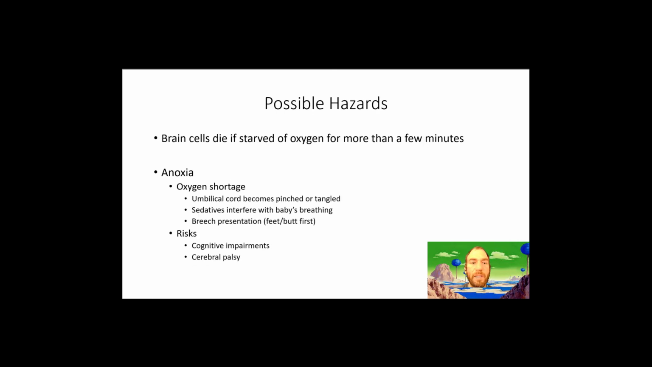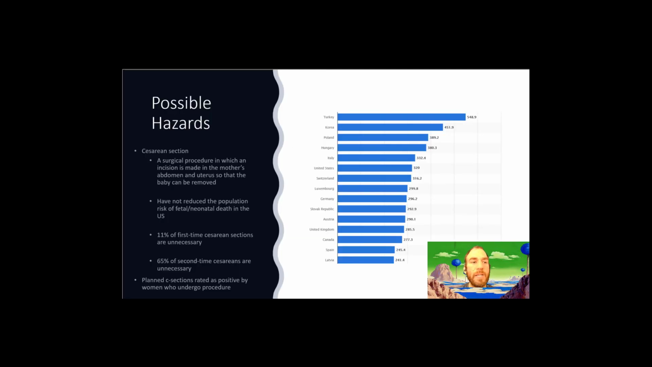And possible hazards: brain cells die if starved of oxygen for more than a few minutes. Anoxia, oxygen shortage. So the idea here is, brain cells need oxygen. If an umbilical cord is tangled around an infant, that puts them at risk for long-term cognitive impairments or cerebral palsy.